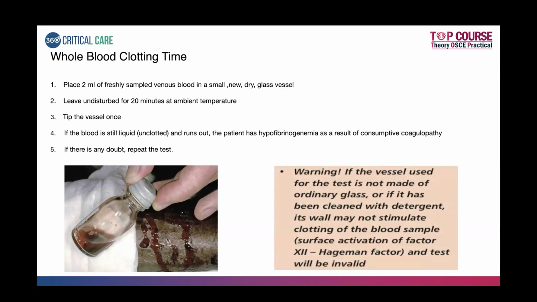So one other thing you need to keep in mind is if the vessel used for the test is not made of ordinary glass or if it has been cleaned with a detergent, its wall may not stimulate the clotting of the blood sample because of the surface activation of factor 12, the Hageman factor, and the test may be invalid. So this is one thing you need to keep in mind.